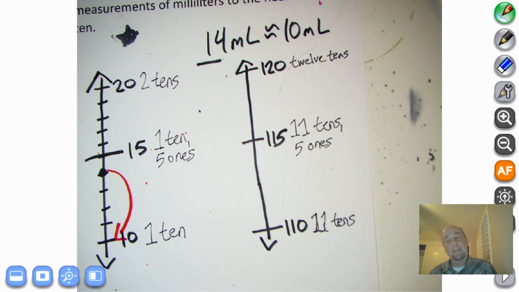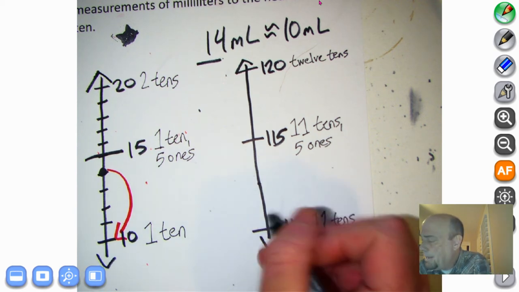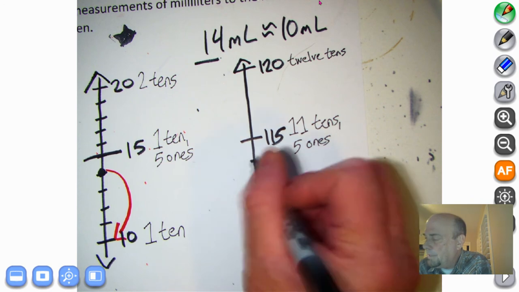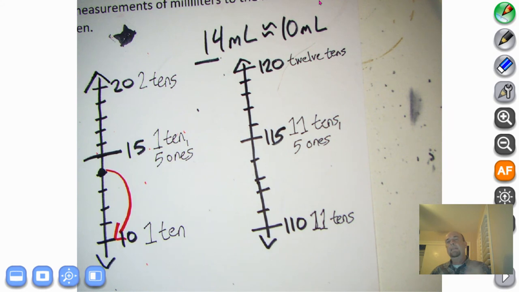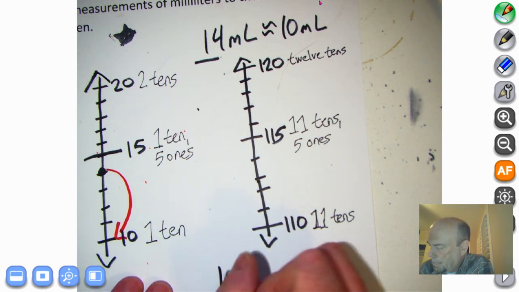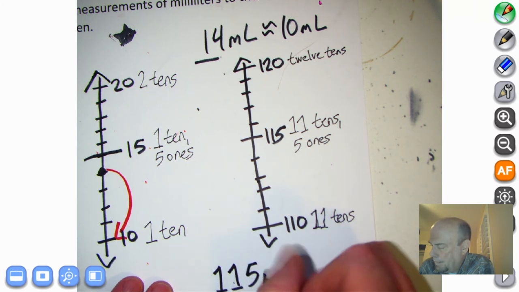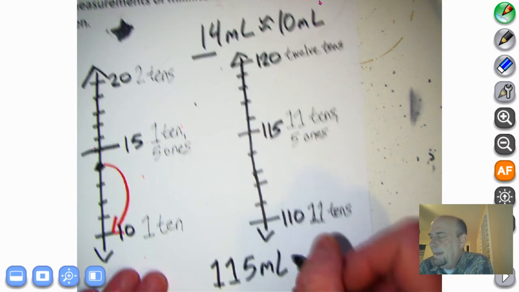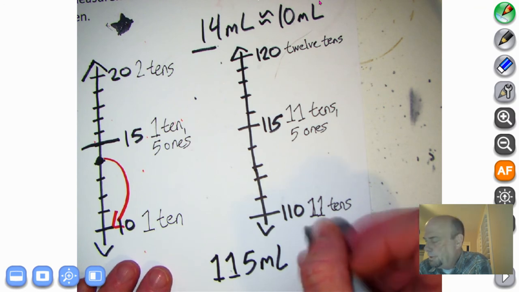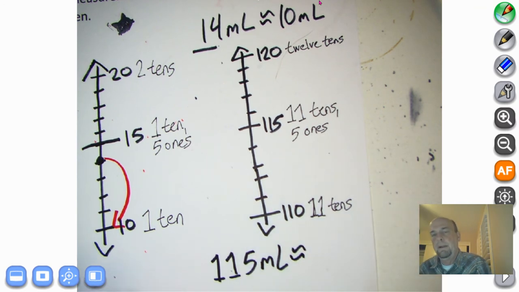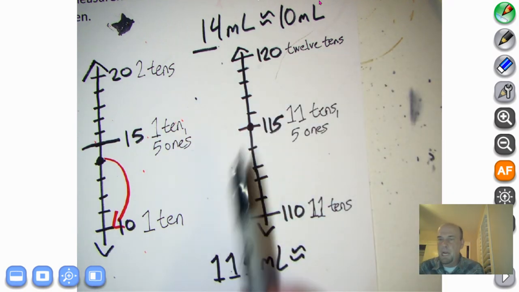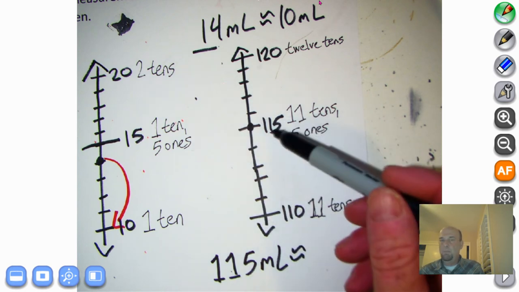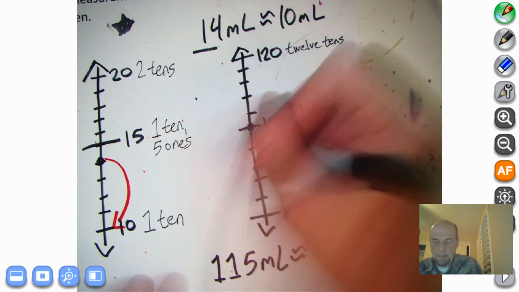Now let's go ahead and make some little hash marks here. 111, 112, 113, 114, 115. 116, 117, 118, 119, 120. And let's say our measurement, someone asks, hey, little Jimmy, how much water did you drink? And he said, well, I drank 115 milliliters. And they said, no, I want to know about how much you drank, not exactly. Remember, if it's at the midway point, ding, ding, ding, we round in what direction? We round up. So at the midway point and above, we round up.